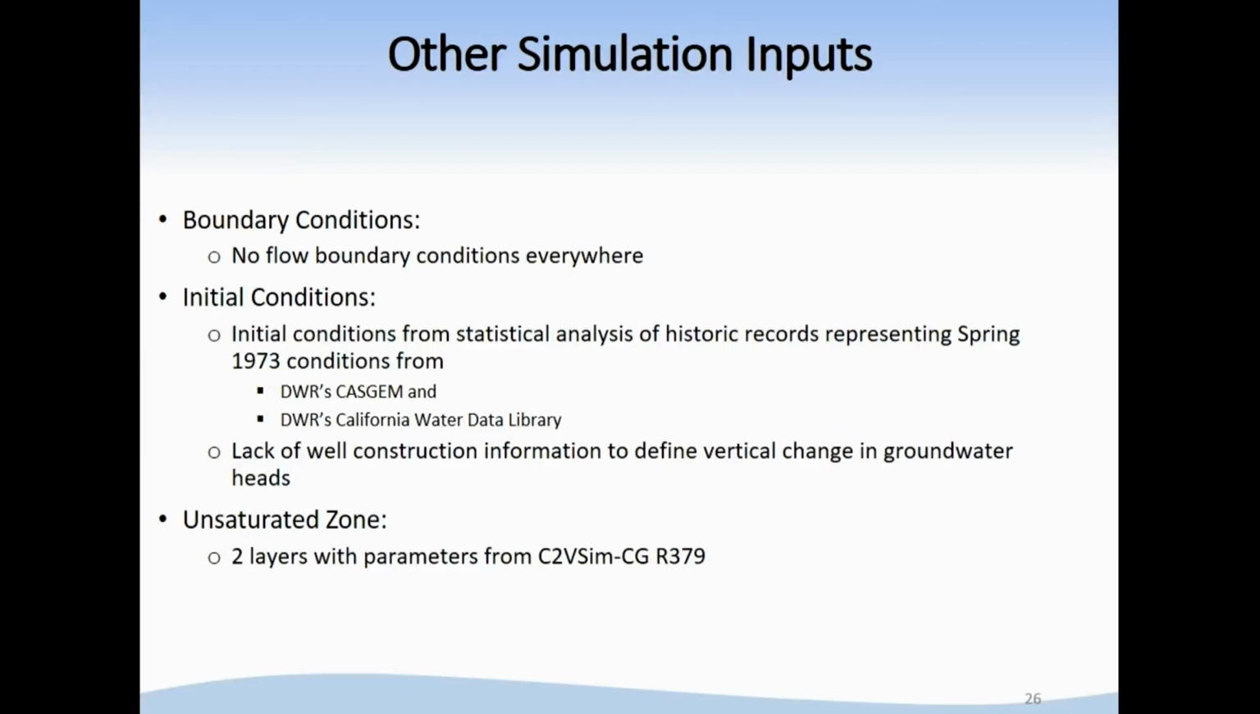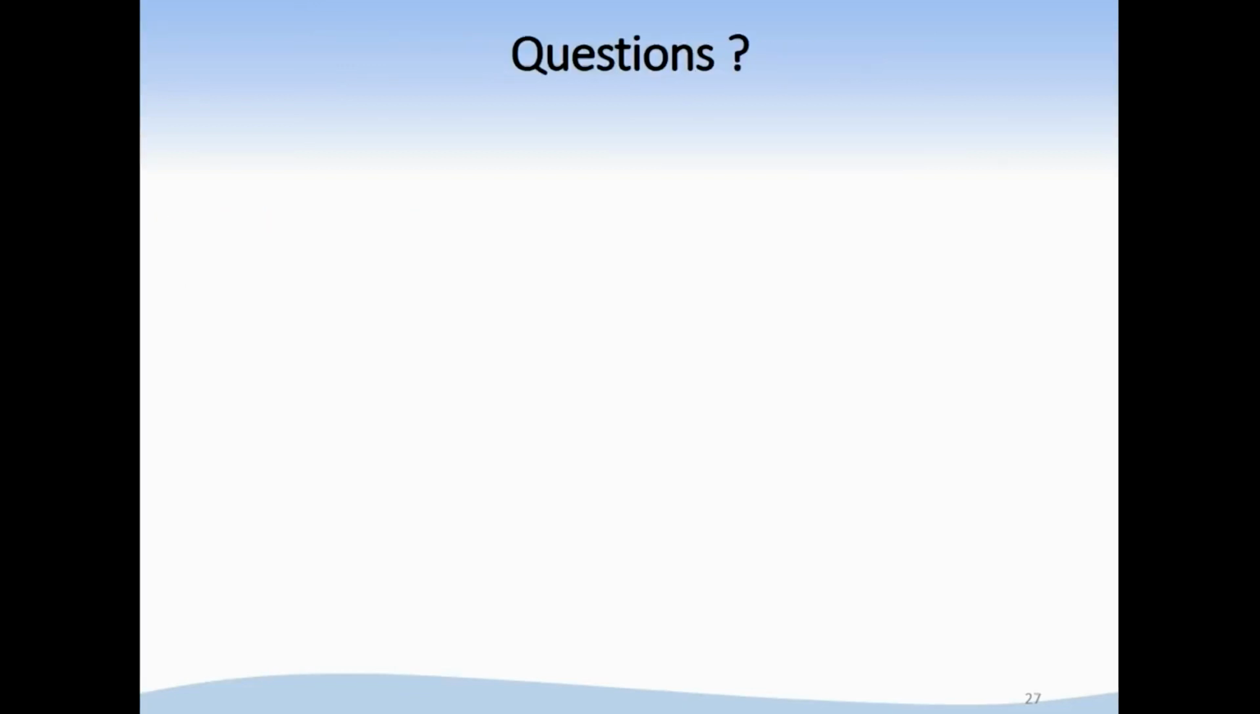The model represents the unsaturated zone in two zones, and so far we are using the parameters from the old C2VSim model to represent the unsaturated zone. This is all I have, and if you have any questions, I'll be happy to answer them.